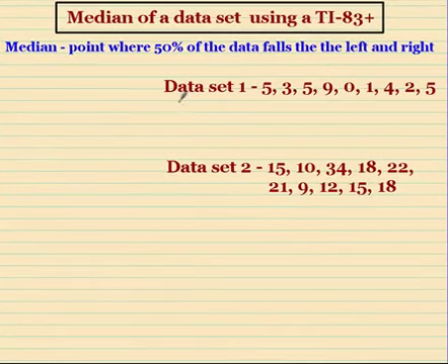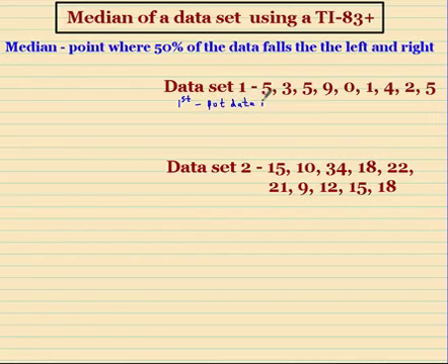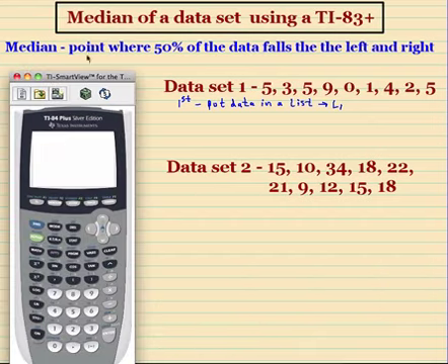The first thing that we do is we have to put the data in a list. We'll call it list 1. It's basically the same way that we find the mean if you watch that one. Okay, so let's go ahead and do that. Let's pull up my calculator.